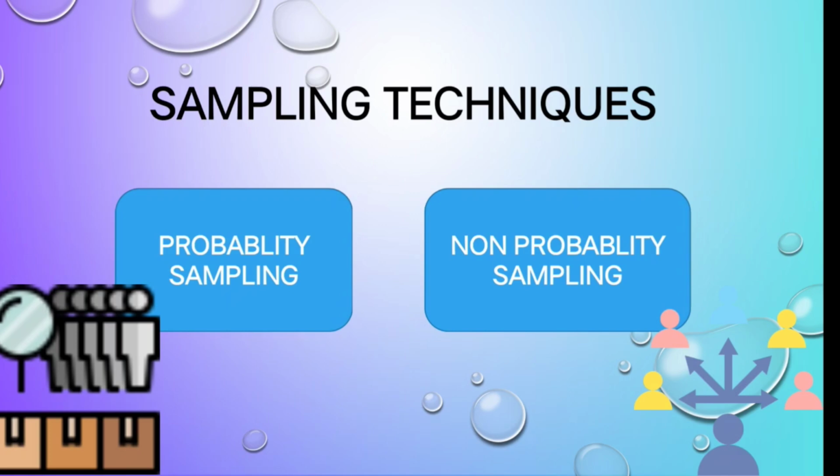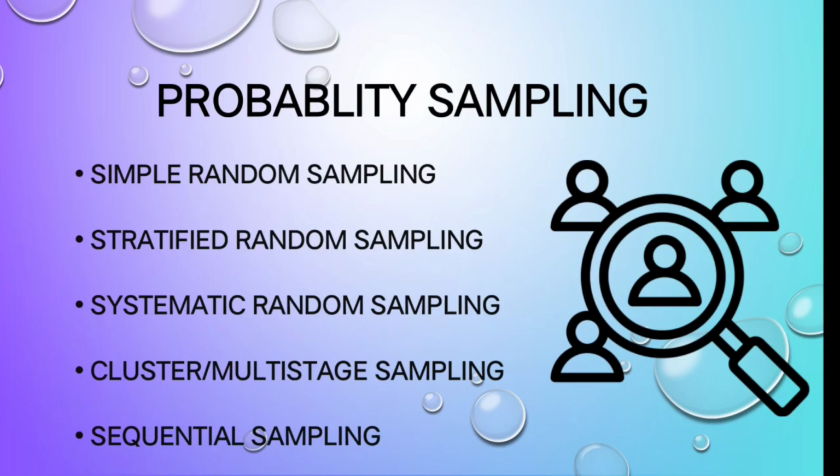So we have a broad classification of sampling techniques, that is probability sampling techniques and non-probability sampling techniques. We will see each and every technique in detail. First we will see probability sampling technique. Under probability sampling technique we have simple random sampling, stratified random sampling, systematic random sampling, cluster or multi-stage sampling, or sequential sampling. We will see all these subtypes of probability sampling technique in detail one by one. For each and every sampling technique we will see the examples and everything.